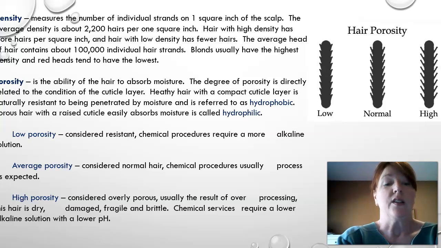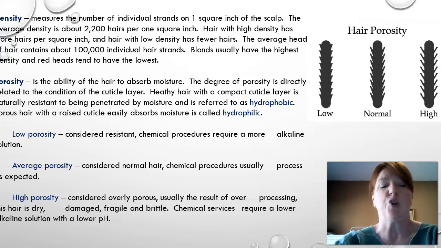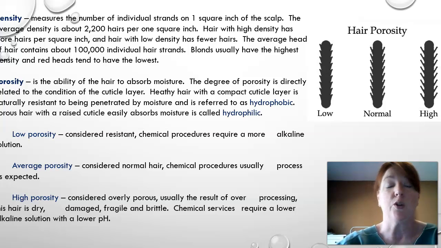Low porosity hair is considered resistant. Chemical procedures can require a more alkaline solution in regards to chemical straightening or permanent wave. Average porosity is considered to be normal hair. Chemical procedures usually process as expected. High porosity is considered overly porous, usually the result of overprocessing. The hair is dry, damaged, and fragile. If you use any chemical services, you need to do it with a lower pH to protect the hair so you don't give it a chemical haircut, so to speak.